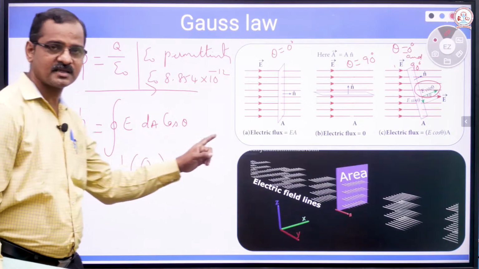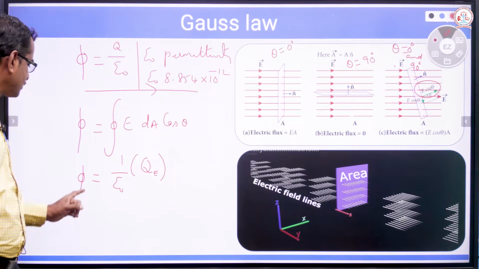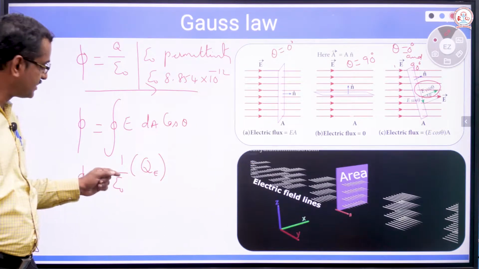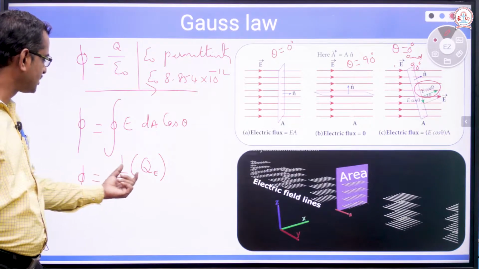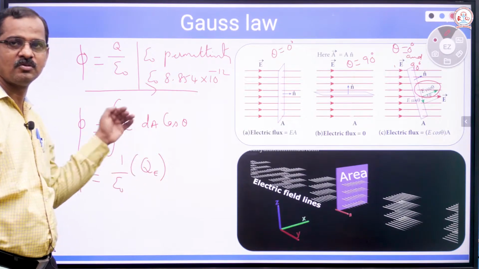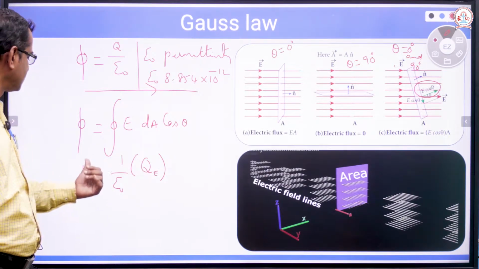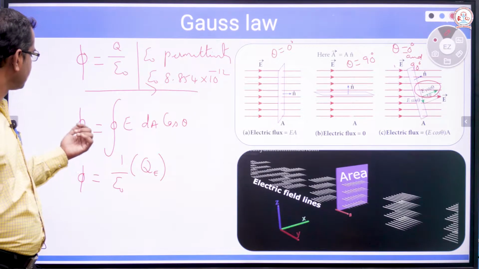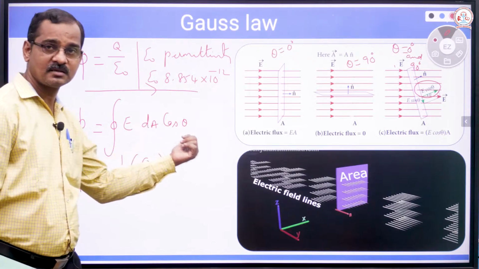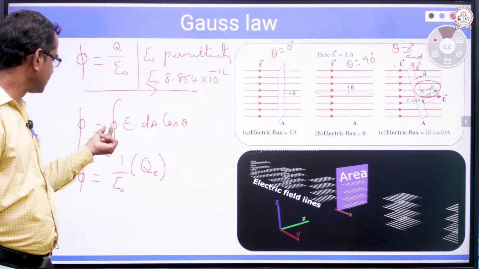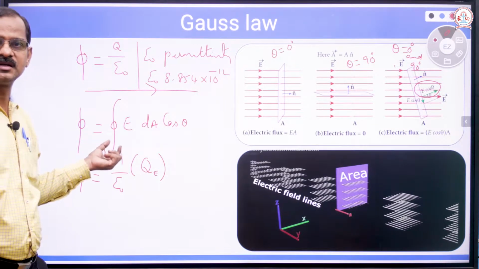Gauss law of electrostatics says that total electric flux over any closed surface is equal to 1 by epsilon naught times total charge enclosed by the surface. How much charge is there within the given surface, that is flux. It can also be written as phi is equal to closed integral E dA cos theta. The closed integral indicates that it's a closed surface.